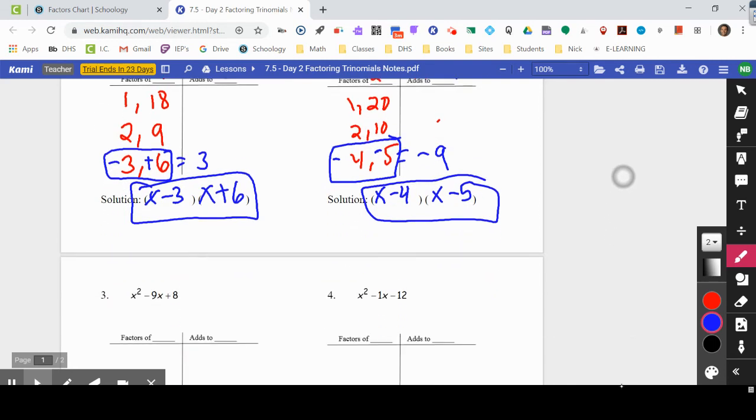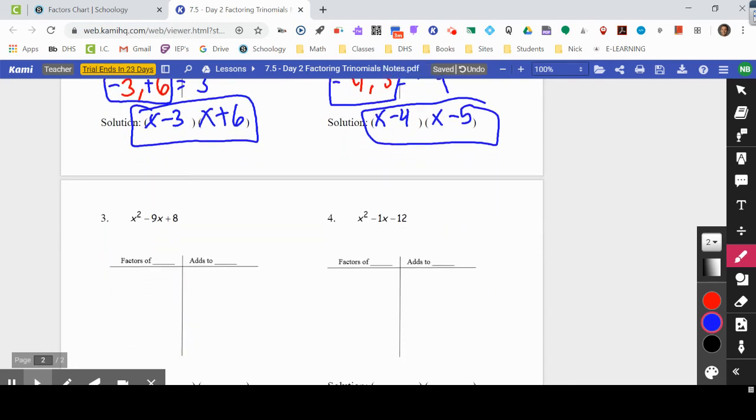Awesome. All right, let's do some more practice ones together. And then as soon as we finish up these examples here, you'll have to do some practice on your own, okay? All right, so number 3 says we have x squared minus 9x plus 8.